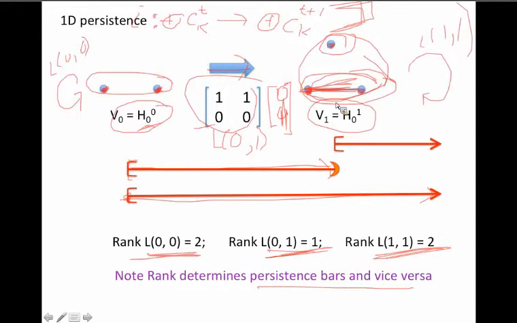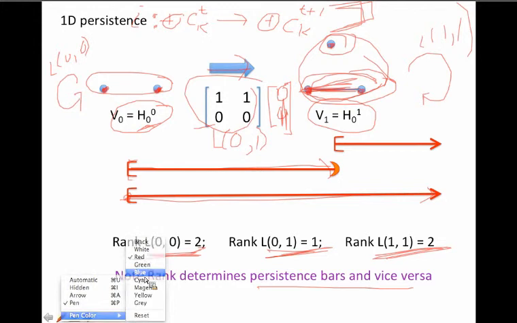And we can go back and forth from the ranks of these linear maps between the homologies. So we can see that at time 0 we have two components, and sure enough, I think we have enough red on the sheet. Let's get a little bit of blue now.